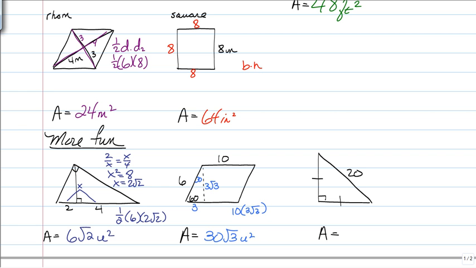And the last one, as you can see, is a 45, 45, 90. We know that this is your L root 2 side, which means this is 10 root 2 and this is 10 root 2. So again, it's 1/2 the base times the height. 10 root 2 times 10 root 2 is 100 root 4, which is 200. But remember, we still have to take half of that, so your area is 100 units squared. And that's it. You're good to go.